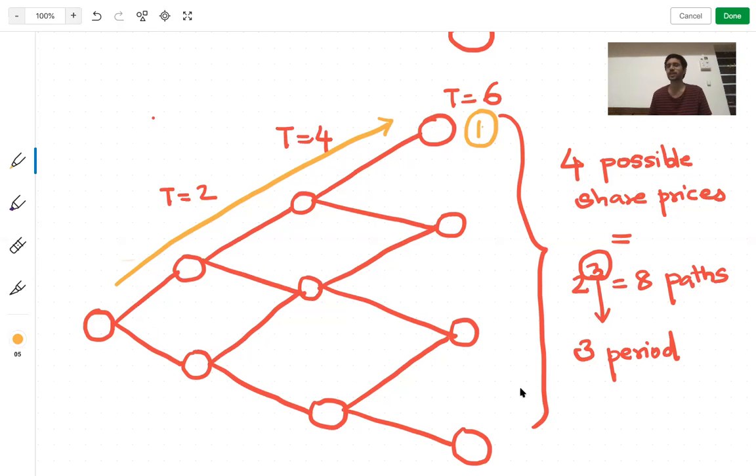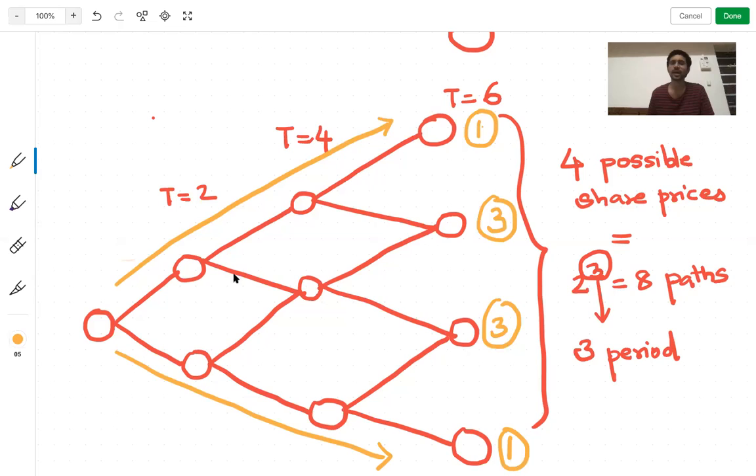Similarly, on the bottom side also, you are going to have only one possible path, which is nothing but this way. The share price has to fall 3 times to reach the bottommost node at t equal to 6. Okay, but each of the middle share prices are going to have 3 possible paths. And that is why we said 1 plus 3 plus 3 plus 1 is equal to 8 paths.